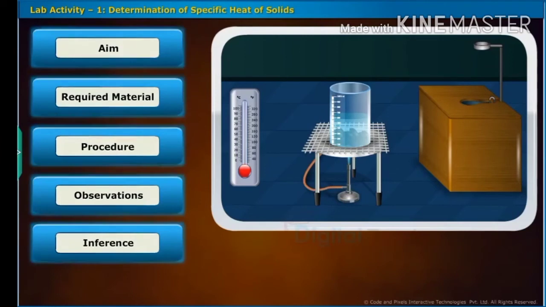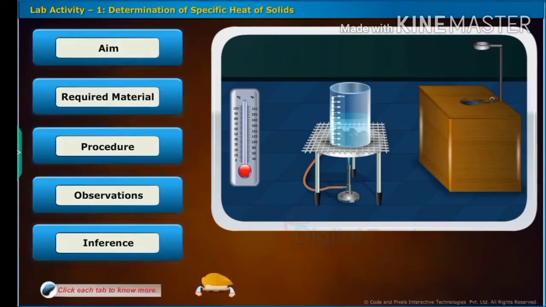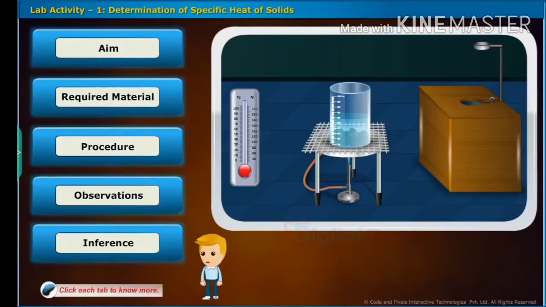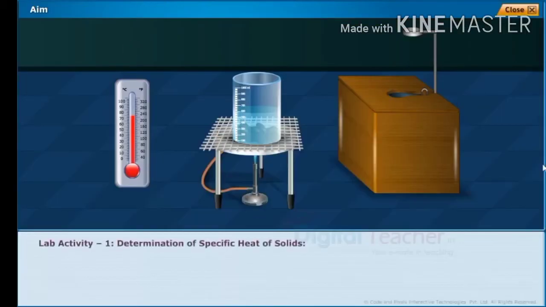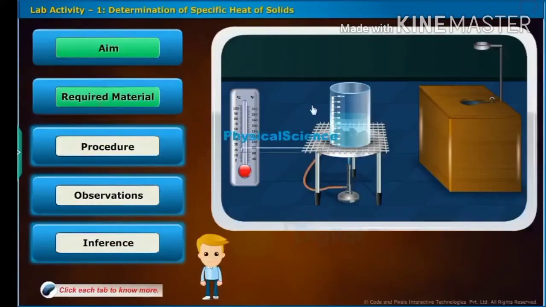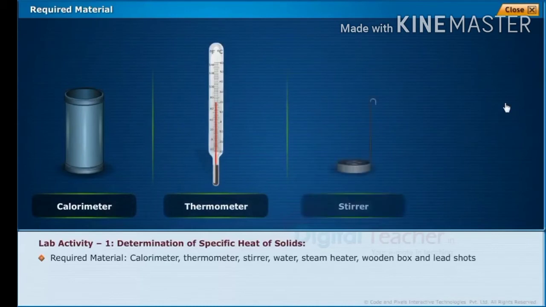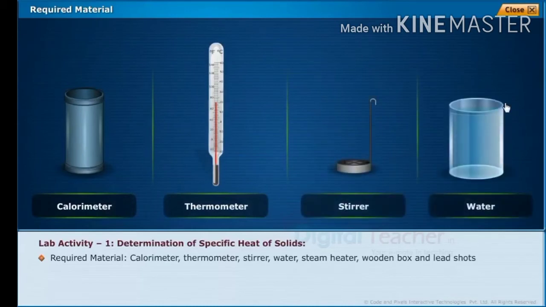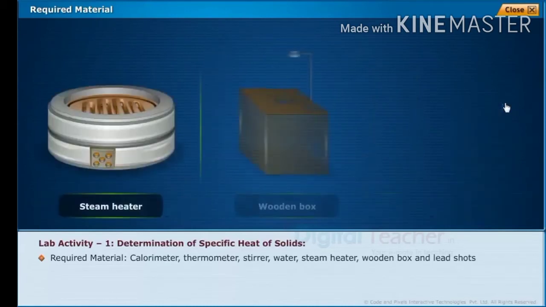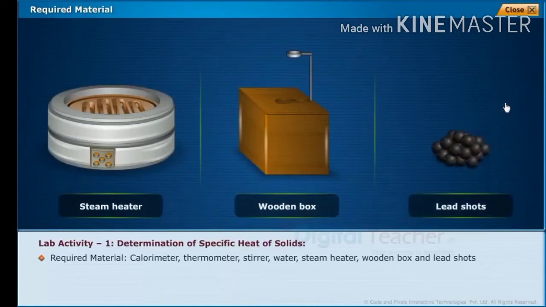Let us do a lab activity for determination of specific heat of a solid. Click each tab to know more. The aim of this lab activity is to determine the specific heat of a given solid. Materials required are a calorimeter, thermometer, stirrer, water, steam heater, wooden box, and lead shots.